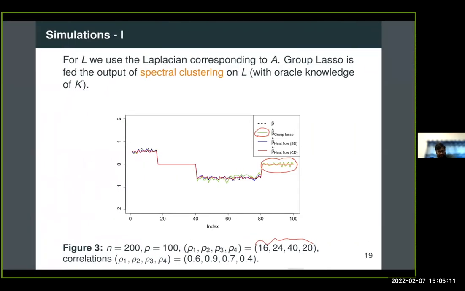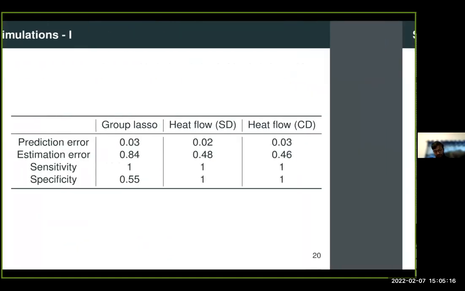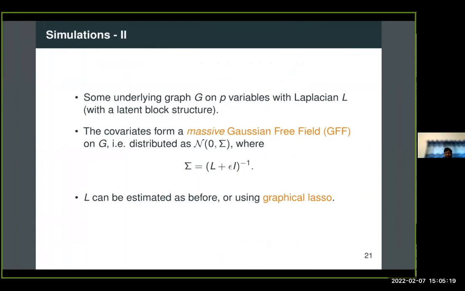Now, this is a favorable situation. I'll show you a situation which is difficult. Here I will generate my data from a Gaussian distribution on a graph which has a latent block structure. I'll take a graph from a stochastic block model with k groups, k equal to 4 groups, just as before. What is the covariance matrix? The covariance matrix is basically (L plus epsilon I) inverse, where L is the Laplacian. This is actually a massive Gaussian free field on this graph.